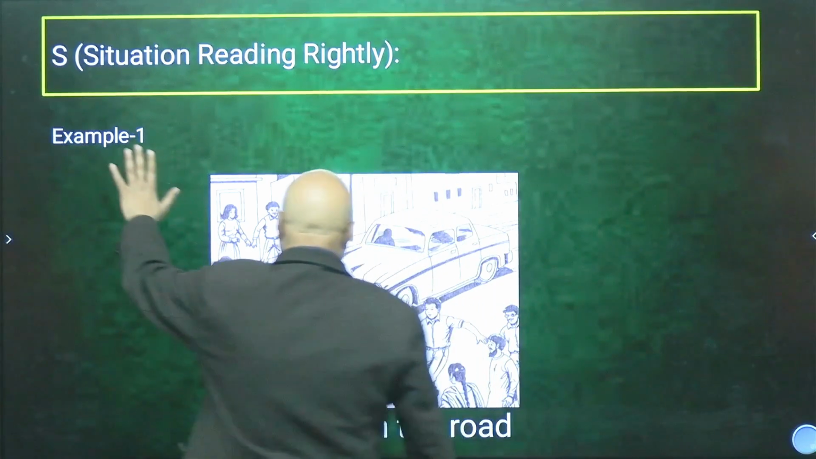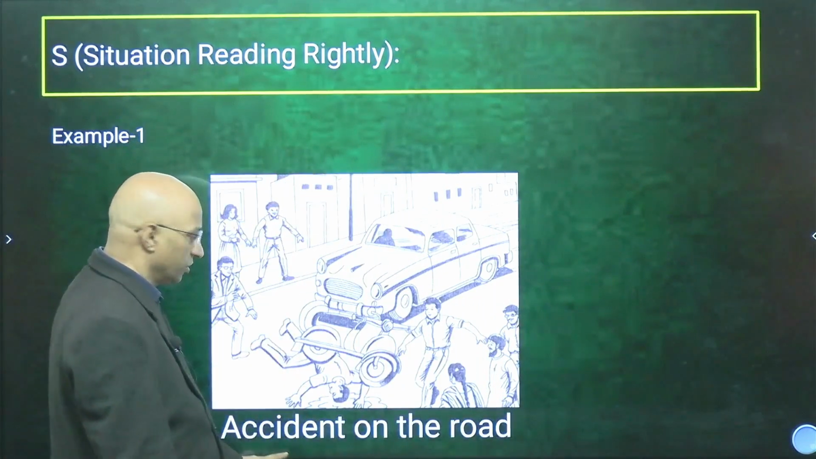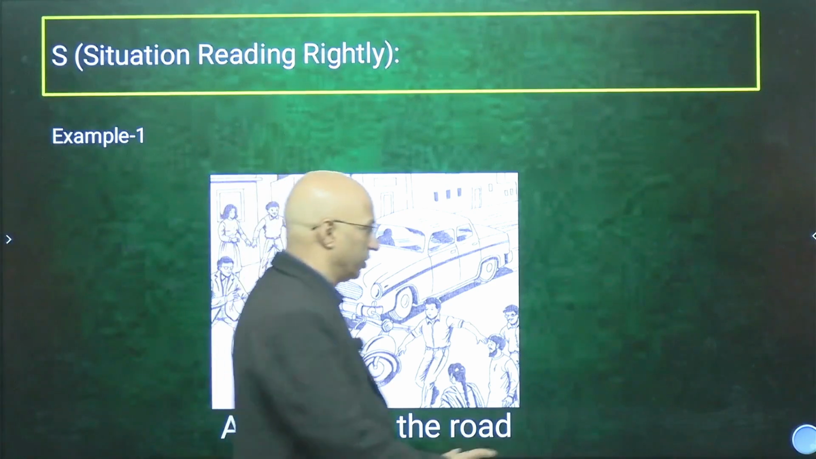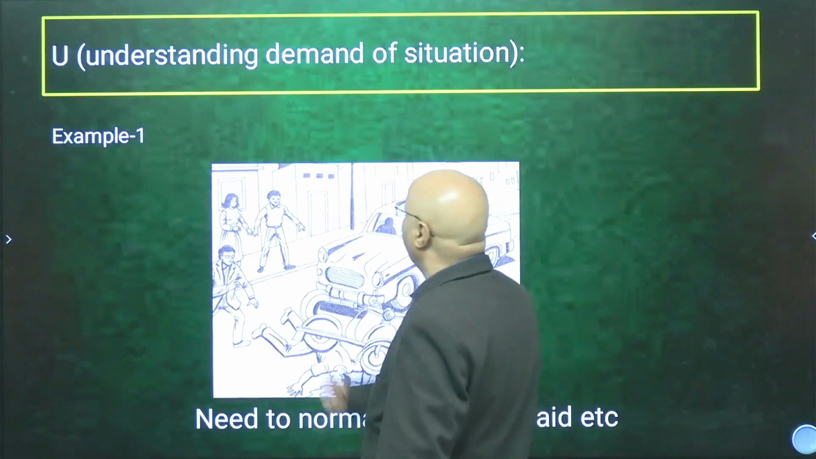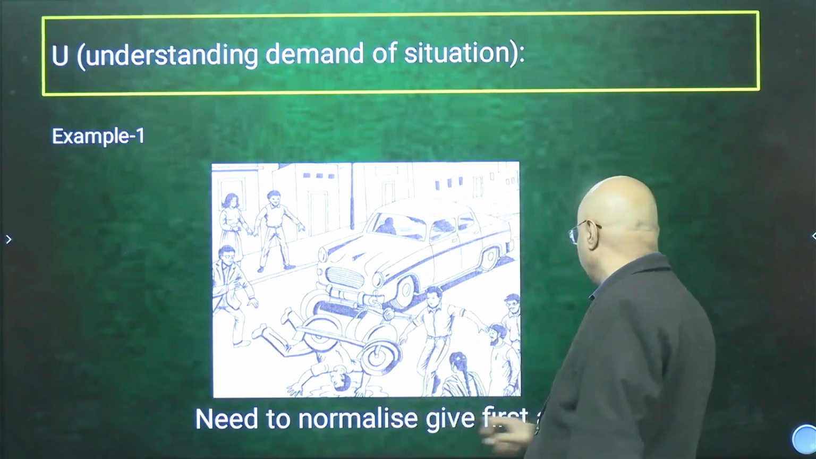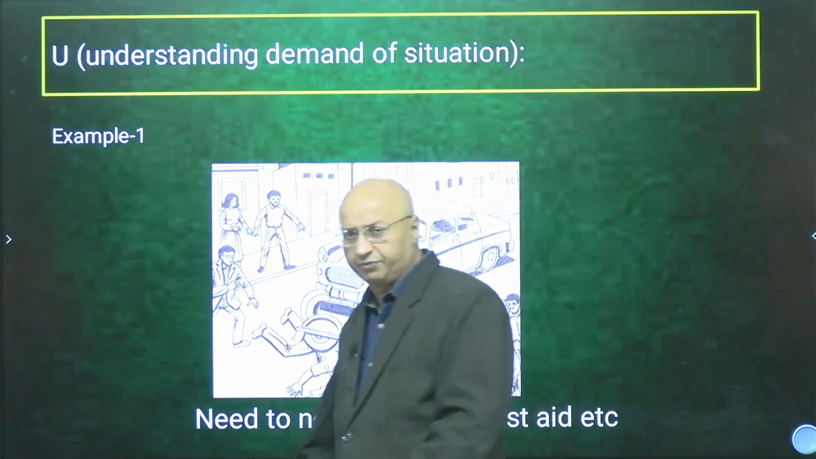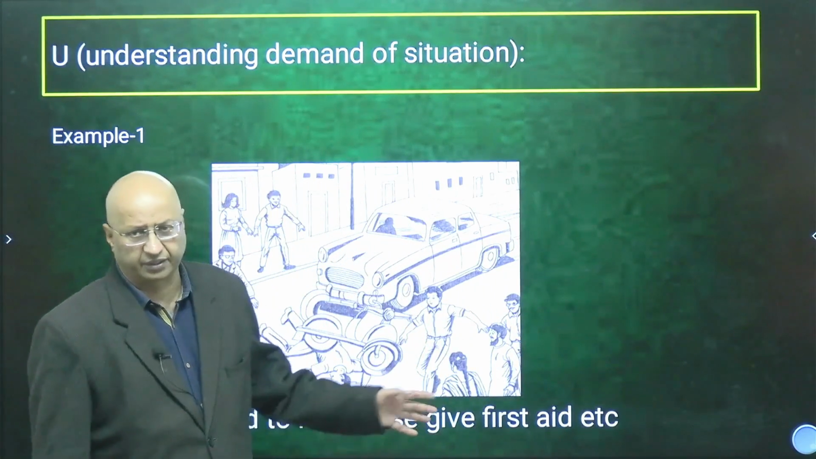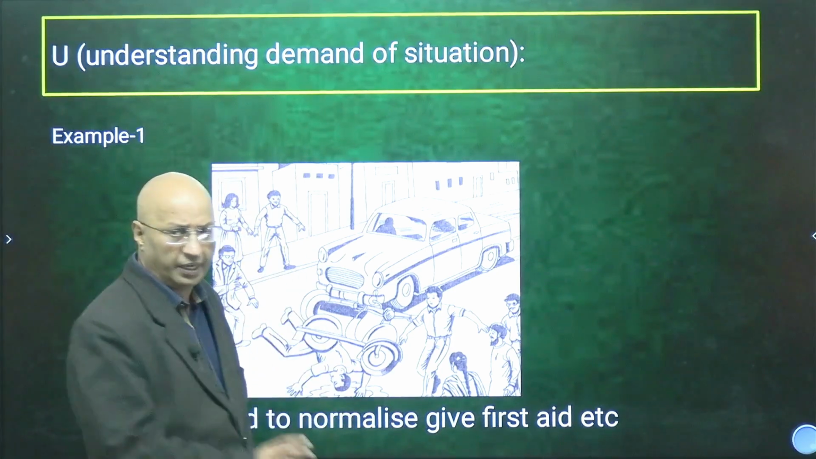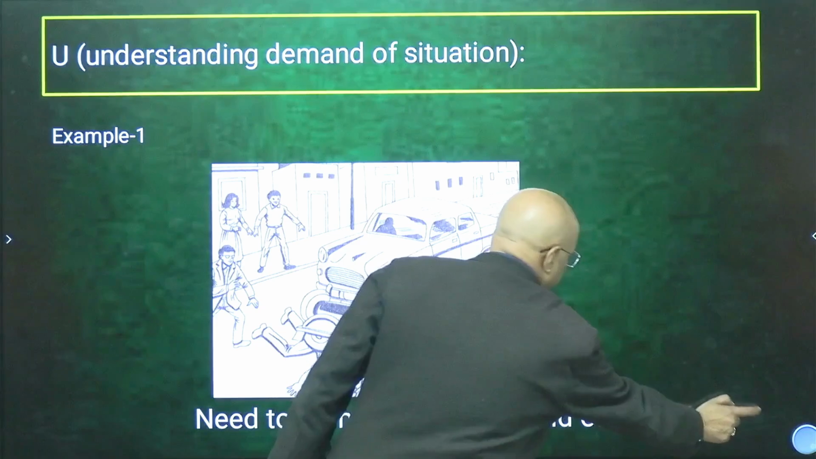See, in this example one, there is an accident. So what has he read? Accident on the road as a situation. Next, understanding the demand of the situation. What is the demand of the situation? Need to normalize and give first aid, isn't it? First aid, this is understanding the demand. So you are okay with this, SU.